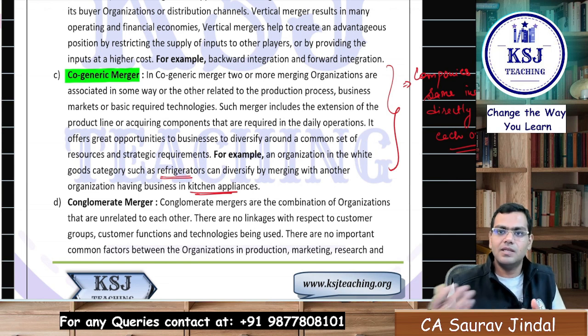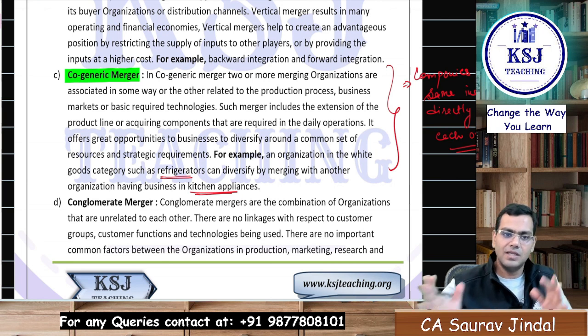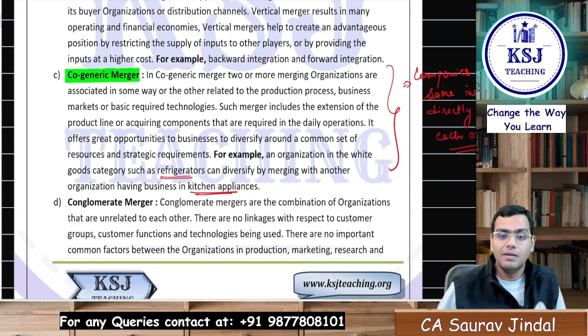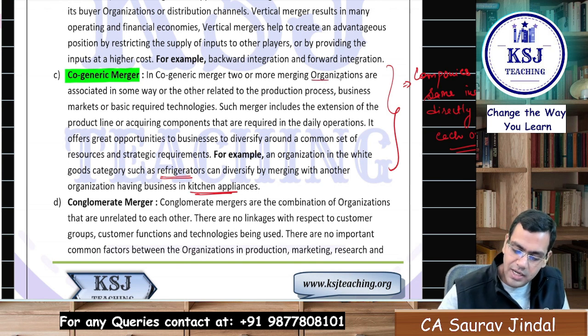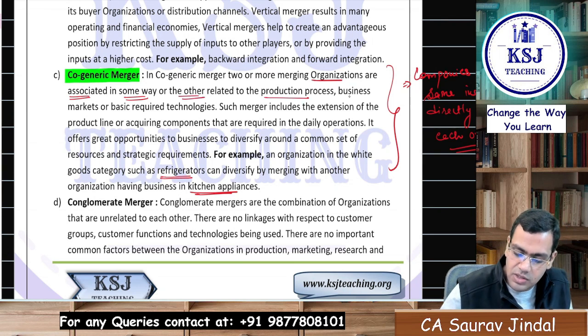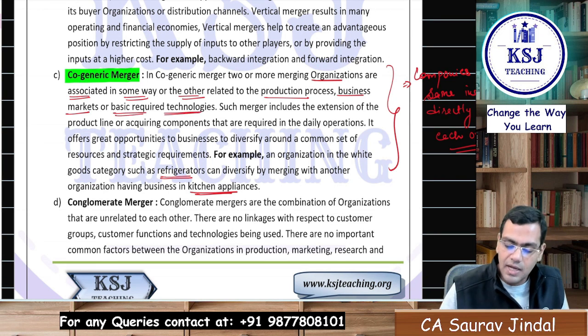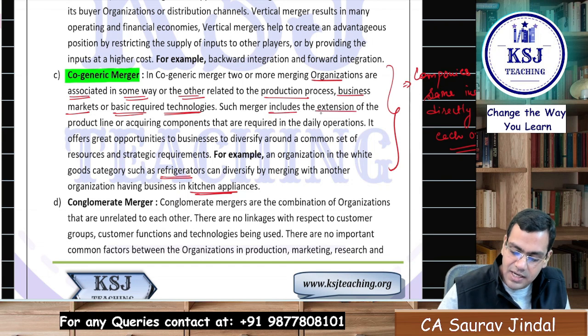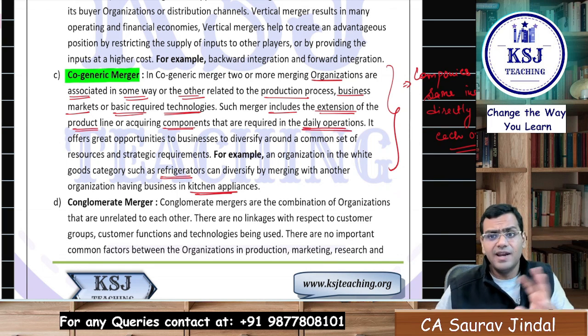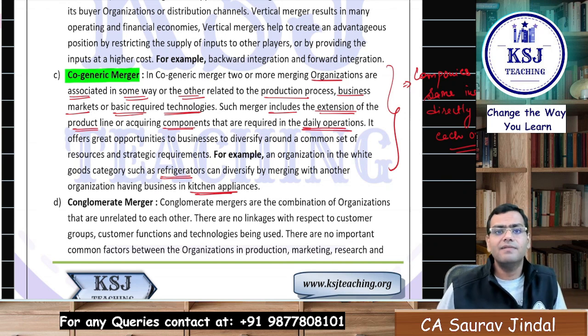Kitchen appliances can be other appliances, the microwave can be there, the chimneys can be there, right? So kitchen appliances is a separate thing from the refrigerator. They are in the same industry, serving the same set of customers, but not directly competing with each other. Two or more merging organizations are associated in some way related to the production process, business, market, or the basic required technologies. Such a merger includes the extension of the product line or acquiring components required in daily operations.